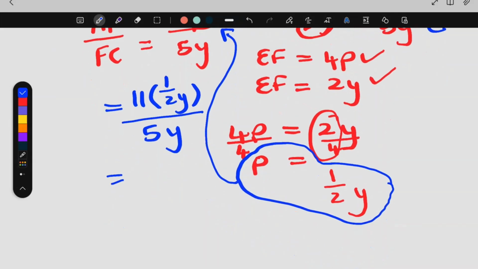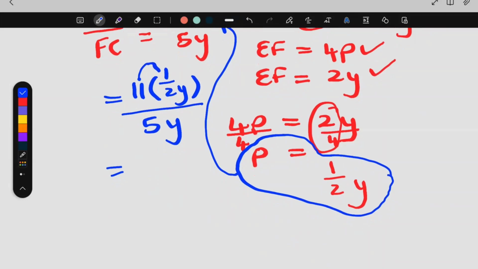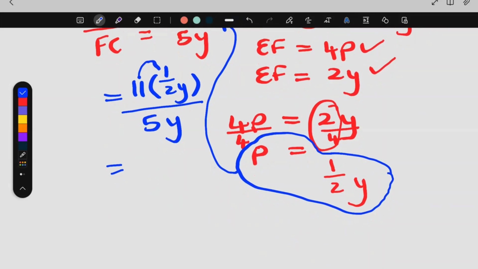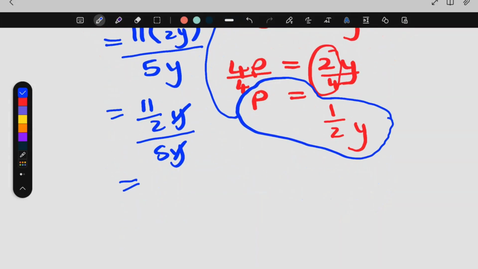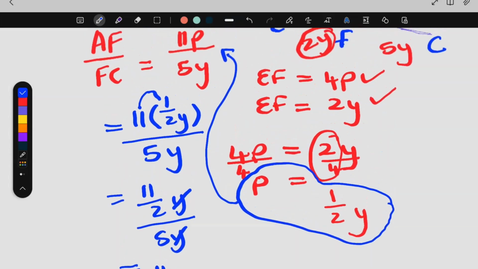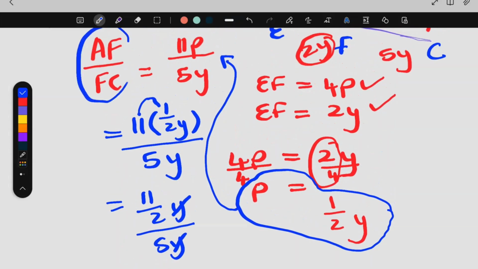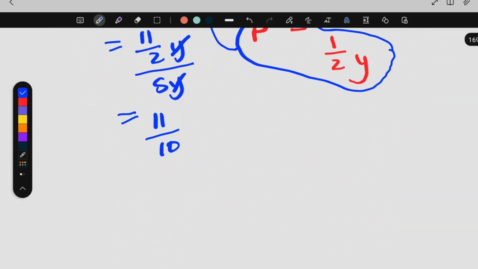So can you see, I'm going to remove the brackets. This times this is 11 over 2Y over 5Y. Can you now see that the Y's will cancel? Now I have 11 over 2 divided by 5. That will give me 11 over 10. So to answer the question, AF over FC, or AF is to FC, is 11 is to 10.